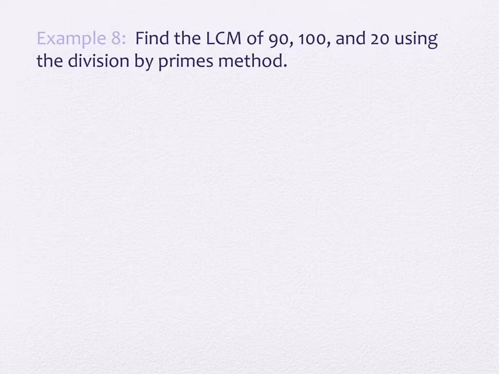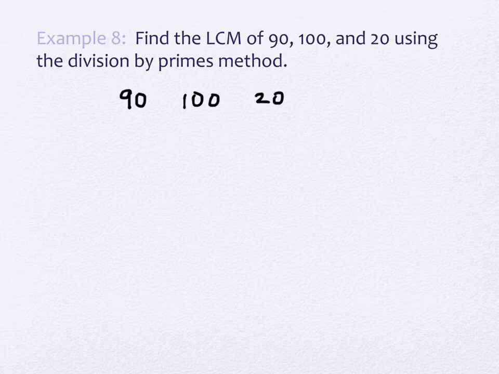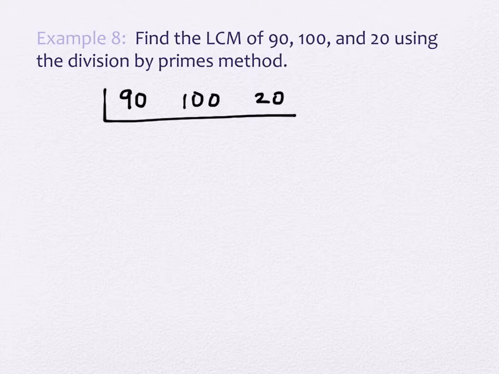All right, so we have numbers. We have 90, we have 100, and we have 20. And the first thing we're going to do is write them in a row, side by side, so to speak. And what we're going to do first is exactly what I would do with greatest common divisor. I would ask myself, what number goes into all of these numbers? Smallest prime number, 2. And we'll divide each of them. And I would get 45, 50, and 10.